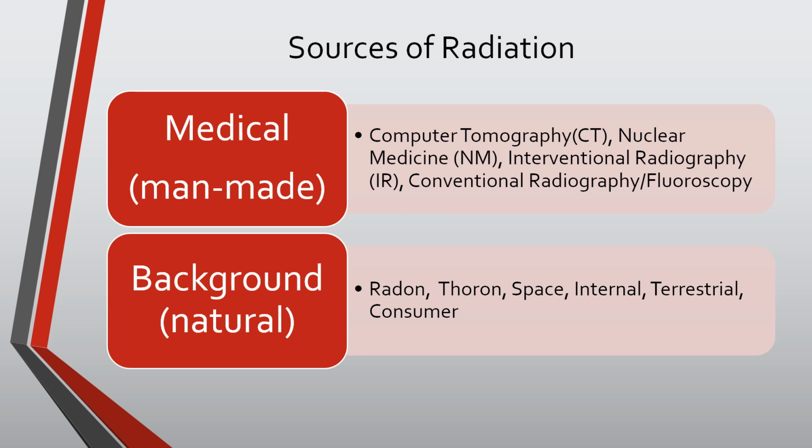There's internal, terrestrial, and consumer. Some internal sources are things like K-40, which is in your body from potassium. K is potassium, and then C-14, which is carbon. We're carbon based. Some percentage of carbon always has some carbon-14 in it, so we have carbon-14 in us. So that's natural background radiation.